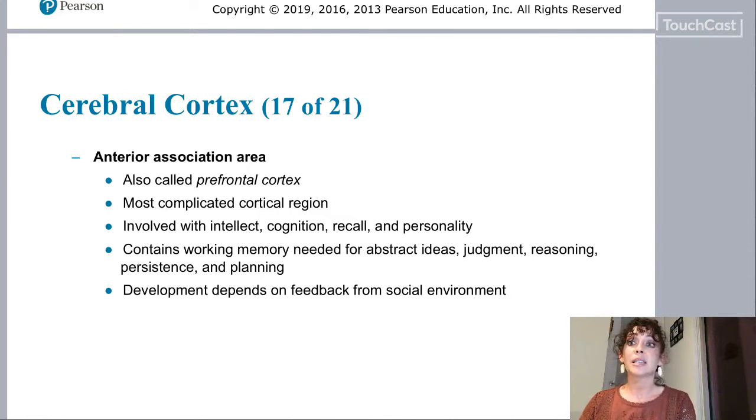So these things develop depending on the feedback that we get from our social environment. So when you are younger, your judgment, your reasoning, your planning are not necessarily higher order functions or things that come naturally. They're things that we gain by experience, and we get better at the older we get, hopefully.